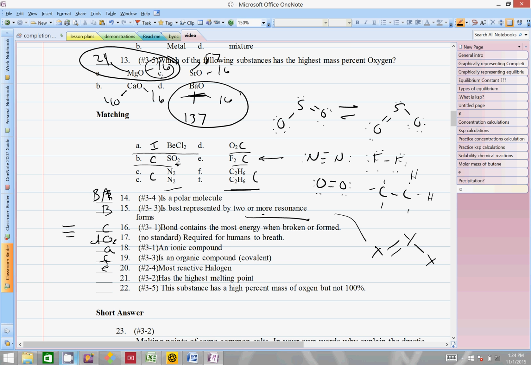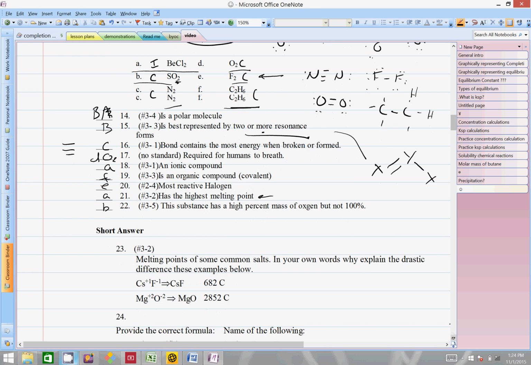Has the highest melting point. Ionic compounds are classic for high melting points. That's A. The substance with the highest percent mass oxygen, but not 100%. Well, only one that contains oxygen that's not 100% would be B. D does contain oxygen as well, but it's 100%.